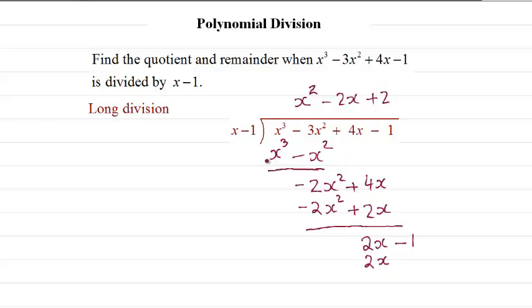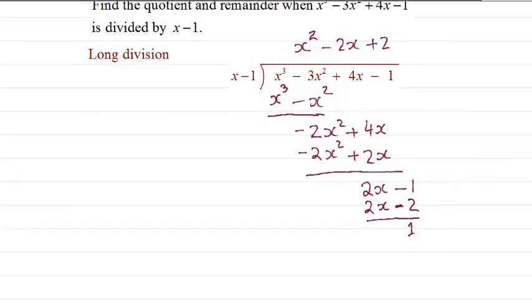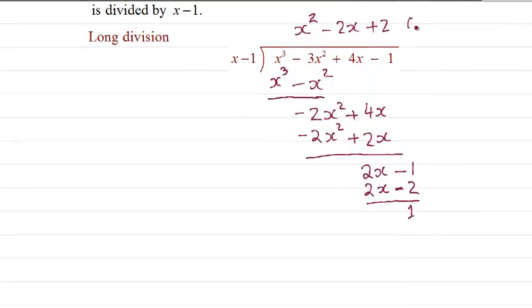Then 2 times minus 1 is minus 2. 2x minus 2x is nothing. Then minus 1 minus minus 2 is 1. So this is our quotient, and this is the remainder.